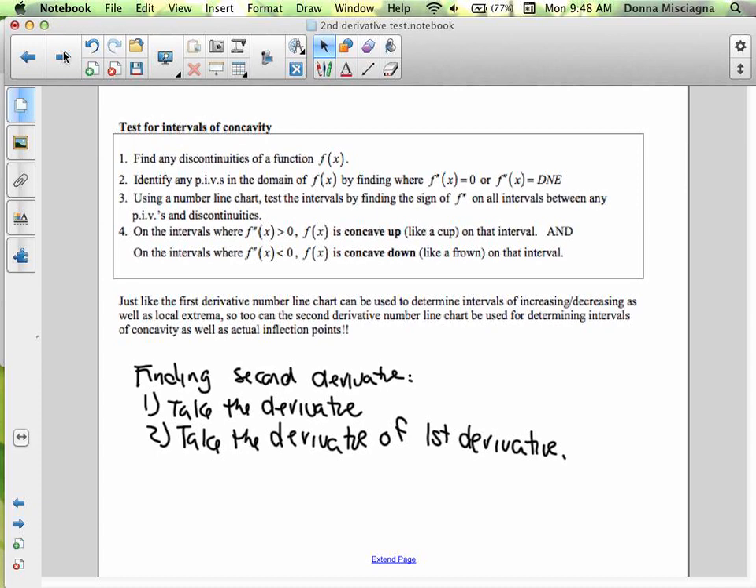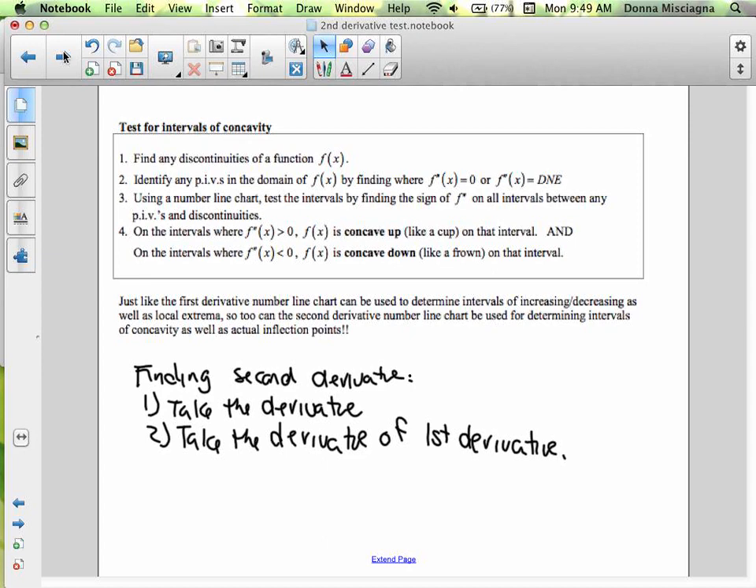So testing for intervals of concavity: find any discontinuities of a function, identify any possible points of inflection in the domain of the function by finding where the second derivative is 0 or the second derivative is undefined. Using a number line chart, that's the sign chart, test the intervals by finding the sign of the second derivative of all intervals between any points of inflection, or possible inflection point values, and discontinuities.